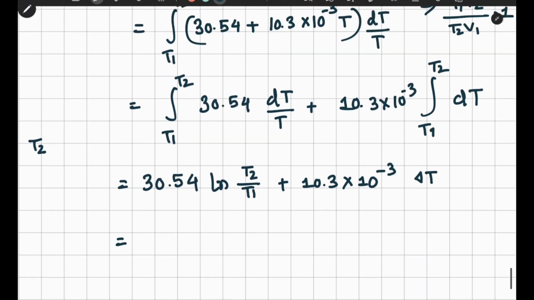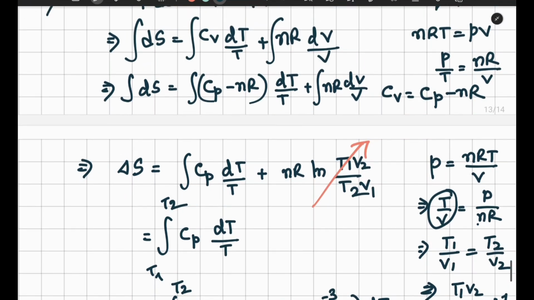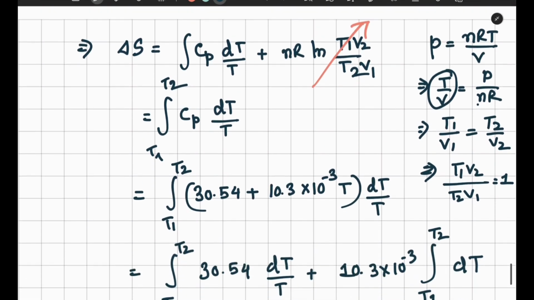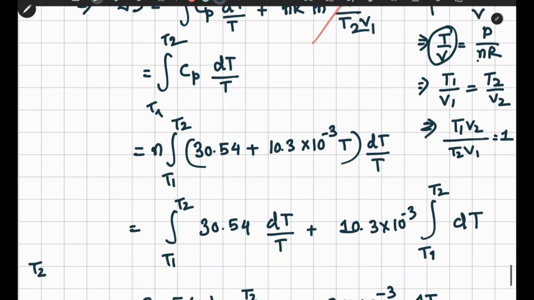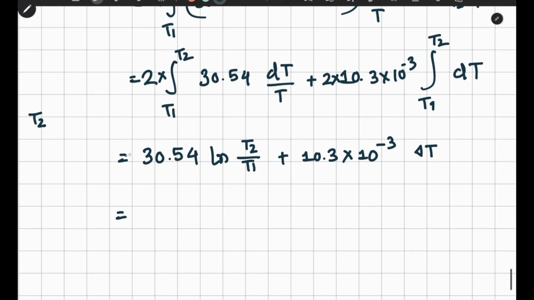In the ratio, n is not important here. But what is the Cp? That Cp is the molar heat capacity, so it's basically the Cpm. So for that you have to multiply it with n as well. n is 2 for 2 moles, so everything is multiplied by 2, so it will be okay. T2 is 1000 and T1 is 400.